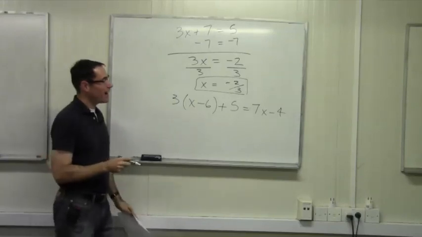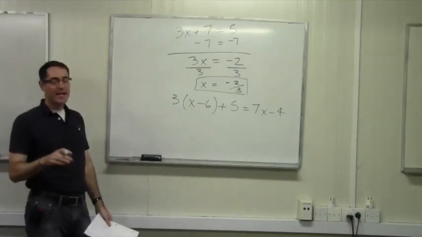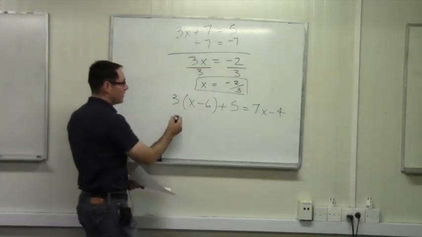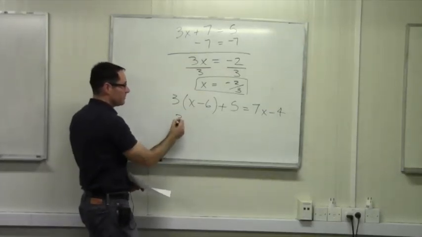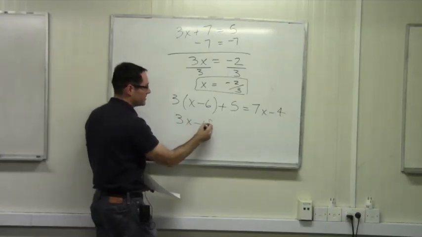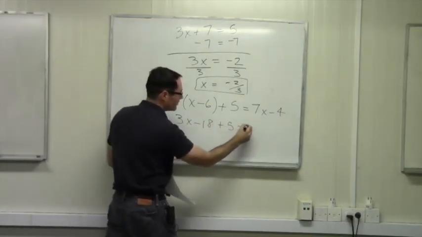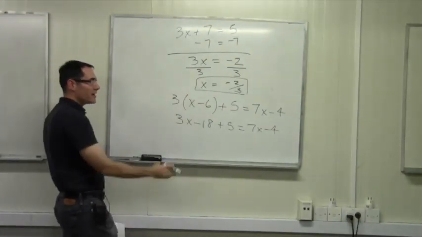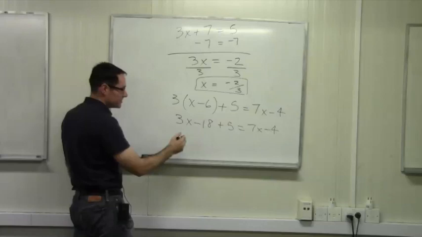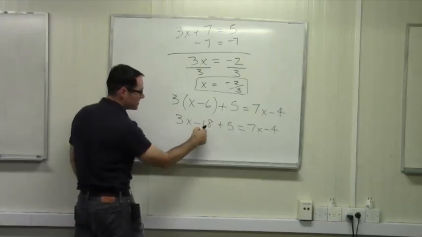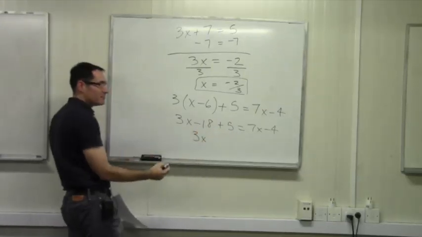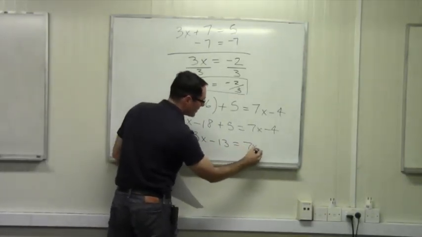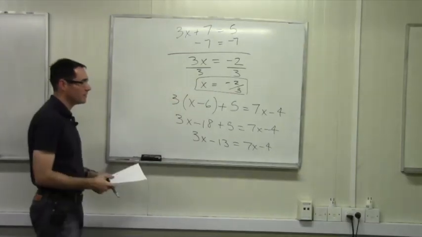All right. So here's how I would start to solve this. There's lots of different ways to solve this. I would start by distributing the 3 through here. 3 times x minus 18 plus 5 equals 7x minus 4. Then I would combine all the terms that are the same on both sides. So now I'm left with 3x, and these two I can combine. Negative 18 plus 5 is negative 13, equals 7x minus 4.